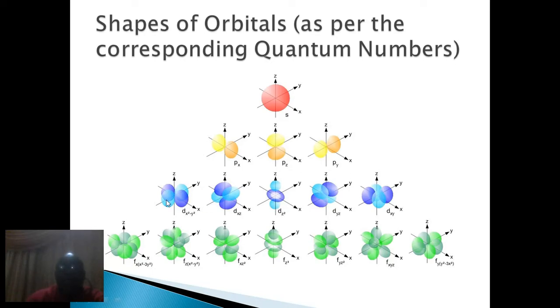Then you have the D orbital. The D orbital has 5 suborbitals. As you can see here, you have dx²-y², dxz, dz², dyz, and dxy. These are the 5 suborbitals of D. Then you have the F orbital. The F orbital has 7 suborbitals, as shown here.